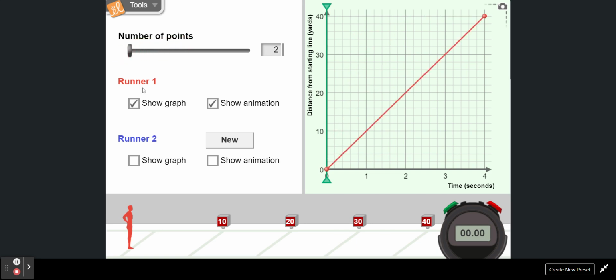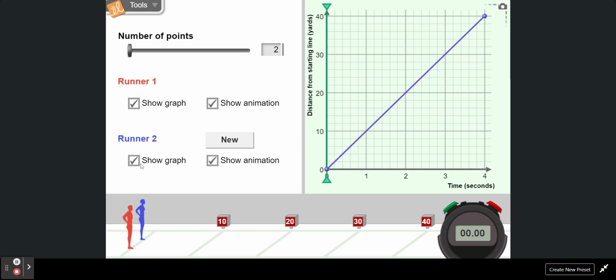Next, down below it, you have runner 1, who we see. You can show the graph for runner 1, and you can show the animation. I would always keep those on if I were you. The graph is what you're going to see on the right. The animation is the person that you're going to see on the bottom. You can also do that for 2 people. We also have a blue person that we can show the graph and the animation for. You can click new and it'll randomize it for you, but I don't think we technically need to worry about that right now.